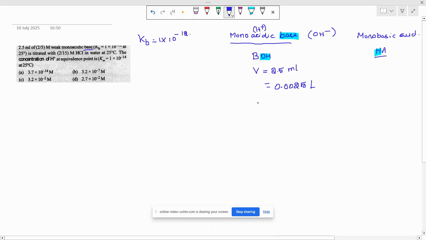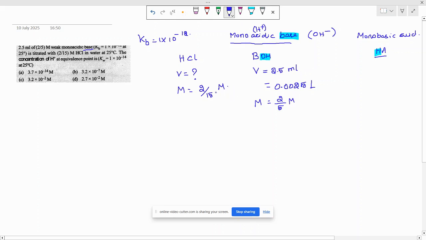And then the molarity they have given, the molarity will be 2/5 molarity. And then one more thing, they have given one acid. So monoacetic base with one acid. The volume of the acid they didn't give, so we have to find out that volume of acid. How can we find that out? By writing the stoichiometric equation of monoacetic base with monobasic acid, that is HCl. Let us check.